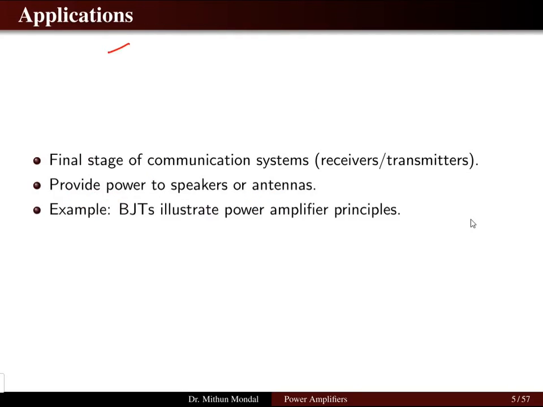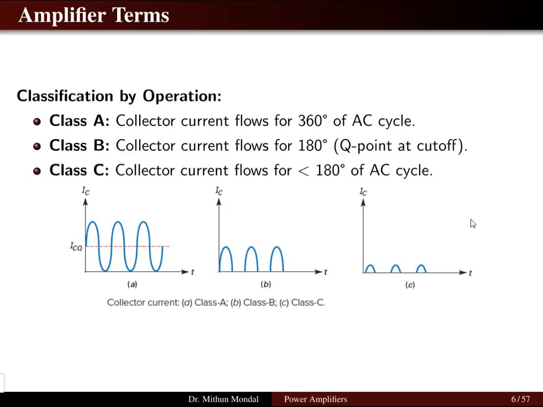Application: when we talk about the power amplifier, this is usually used in the final stage of the communication system in receivers or transmitters. It provides power to speakers or antennas. Let us take an example like BJTs to illustrate the power amplifier principle. Obviously, this power amplifier will be the last or final stage of any particular system, whereas at the beginning stage we will use the voltage amplifier.